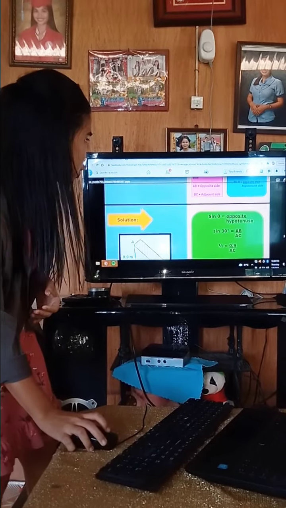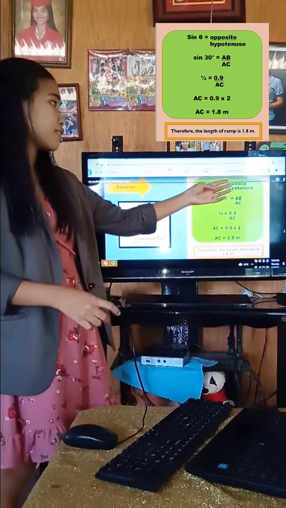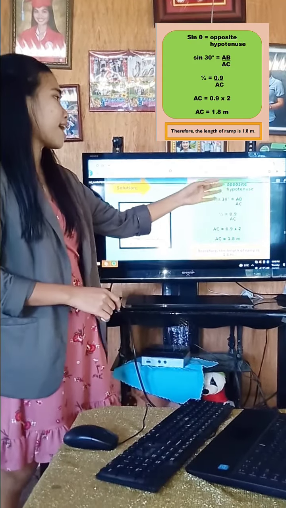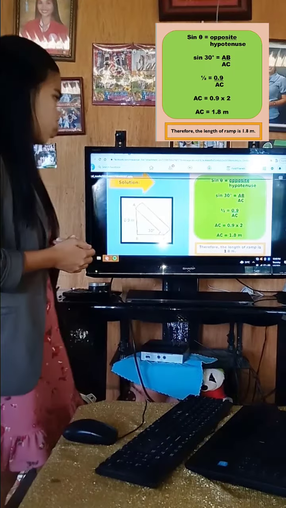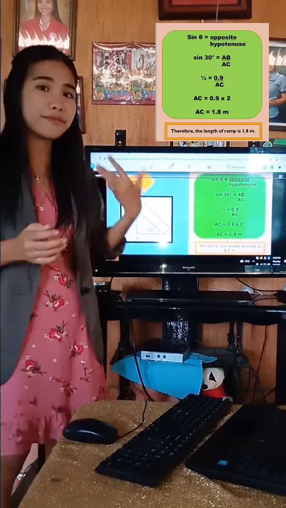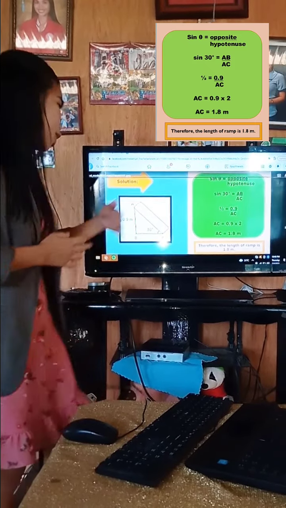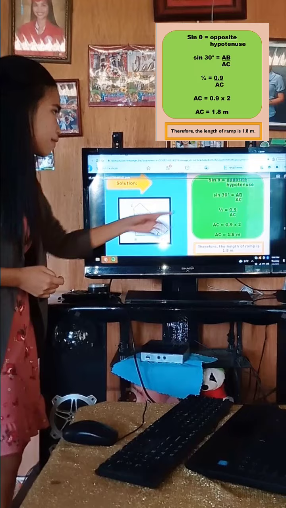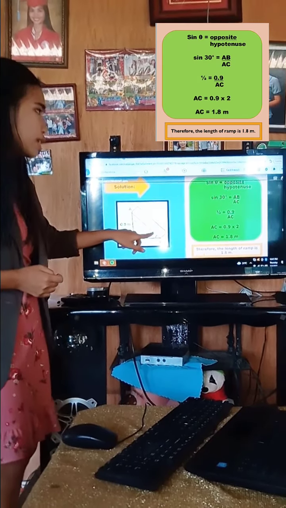Okay, for the solution, this is the formula we are going to use. Sine theta equals the opposite over the hypotenuse. So, what is the value of our sine theta? As we can see here, the value of theta is 30 degrees.